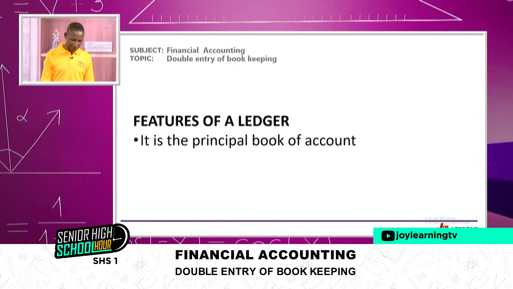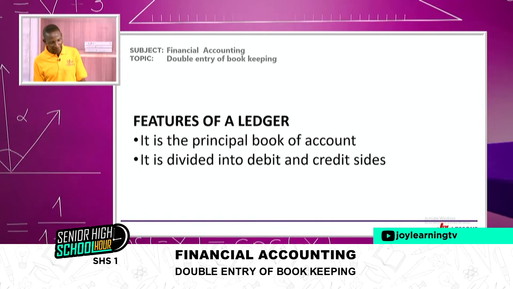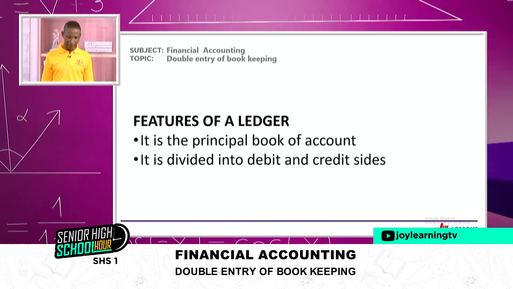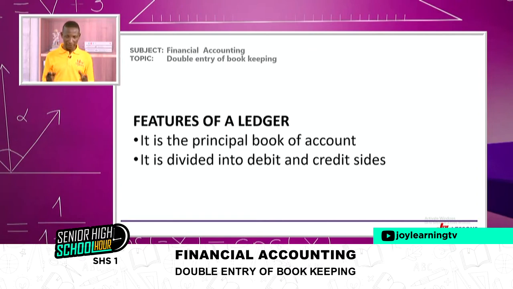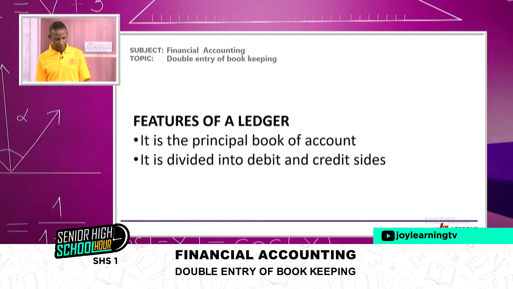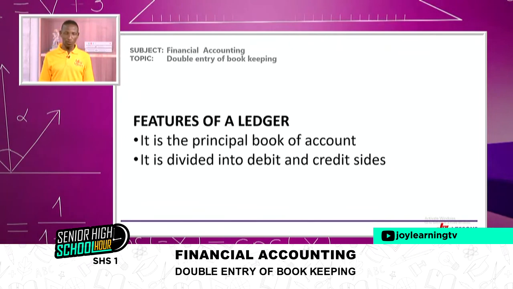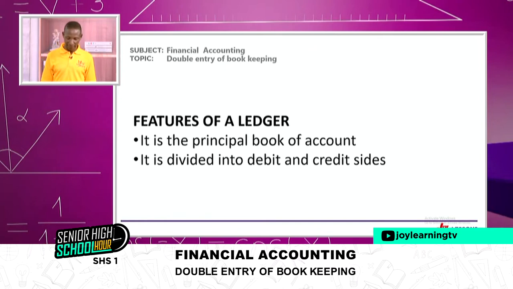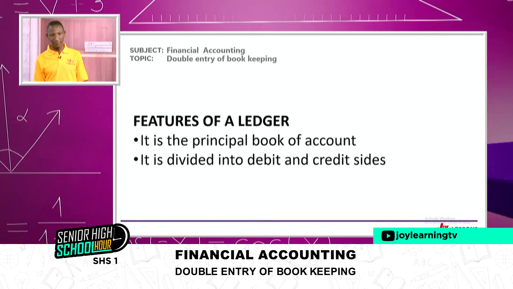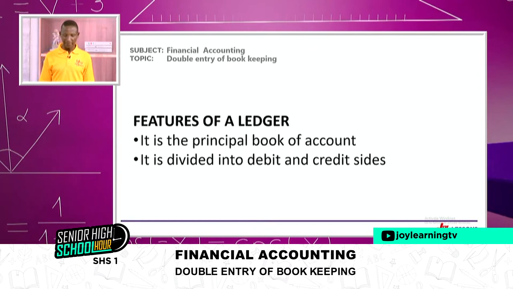Now let's look at the features. What are the features of the ledger? It is the principal book of accounts. As we said, it is the main book of the business in which the transactions are recorded. It is divided into debit and credit sides. So we have debit and we also have credit. Normally we say T account, the left being debit, the right being credit.